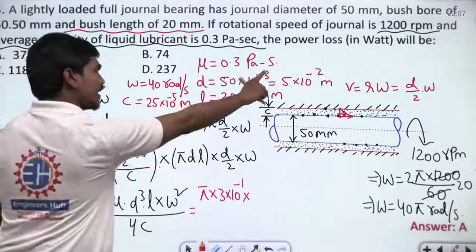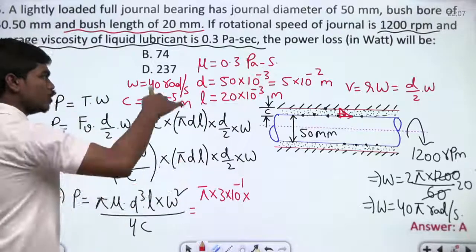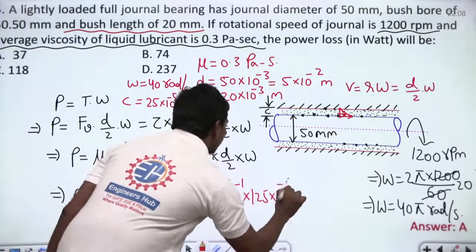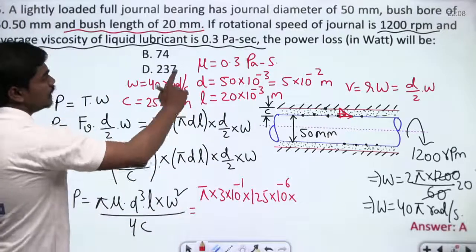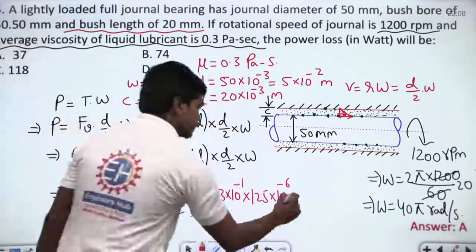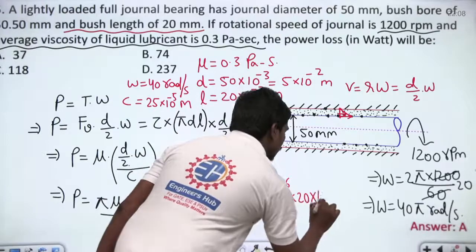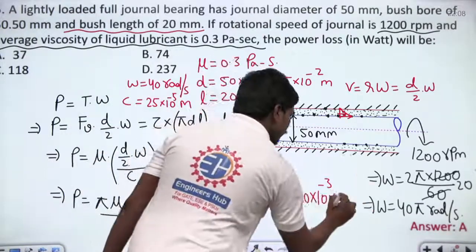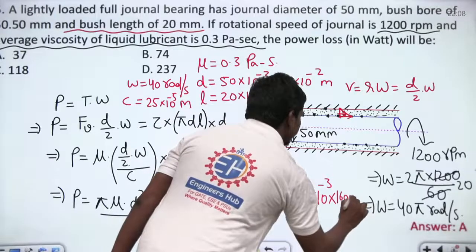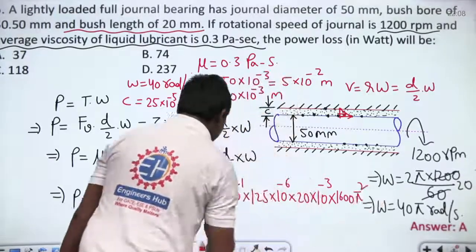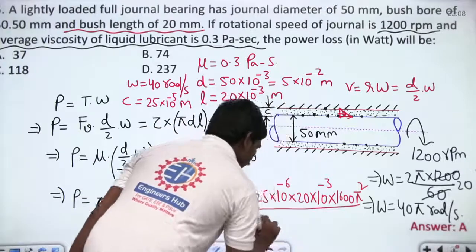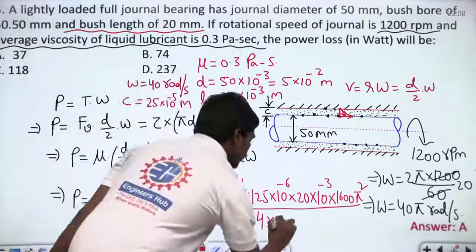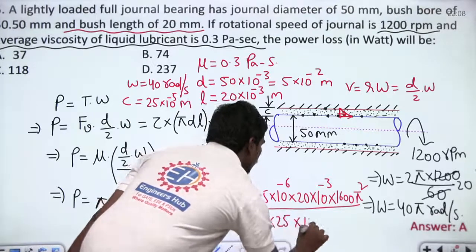What about d? D is 5 into 10 to the power minus 2. So d cube will be 125 into 10 to the power minus 6. Then L is nothing but 20 into 10 to the power minus 3, into omega square. Omega is 40 pi, so the square of this will be 1600 pi square. This whole value is divided by 4 times the clearance. What about clearance? 25 into 10 to the power minus 5.